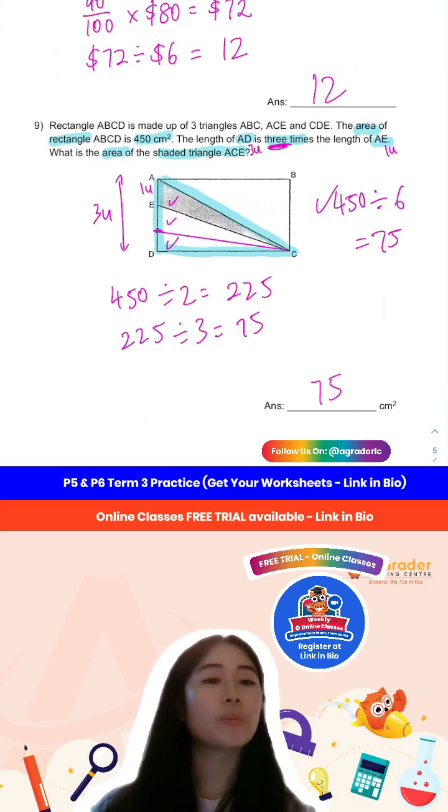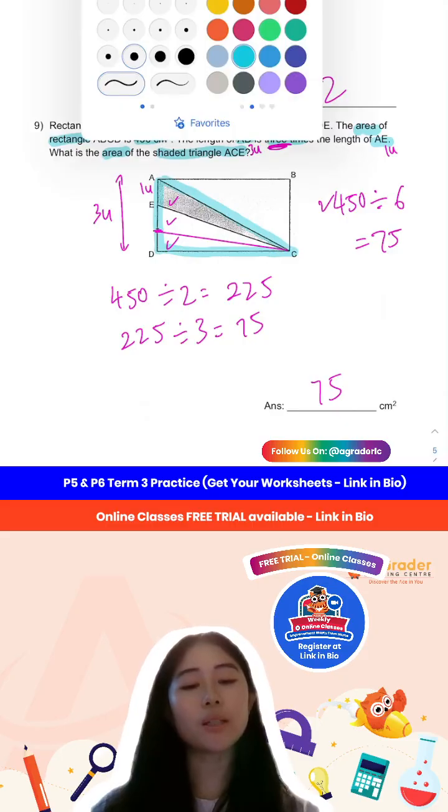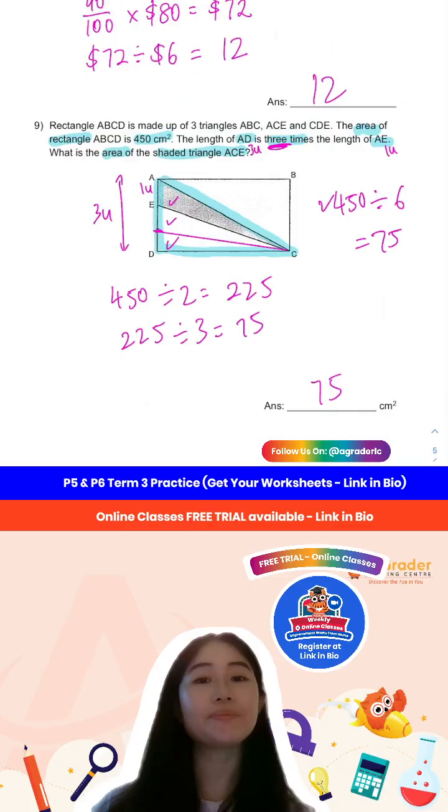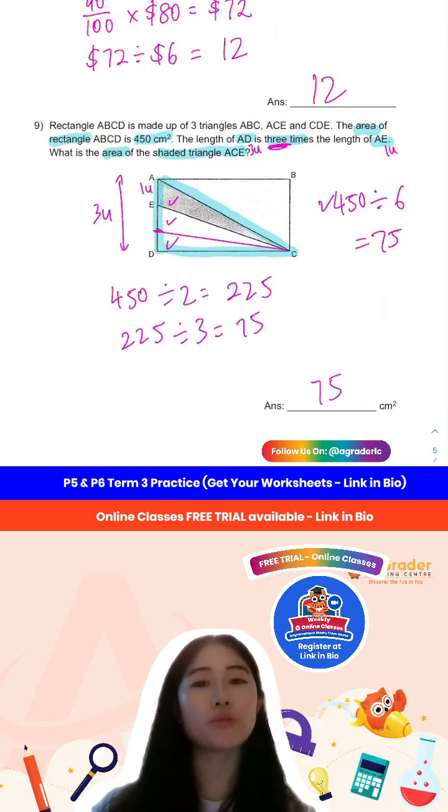K, how do you know they are equal? I know that they are equal because they have the same base and the same height. The formula for the area of a triangle is half times base times height, right? So if they have the same base and the same height, that means they're going to have the same area. That's the explanation for how I know these 3 triangles are equal.